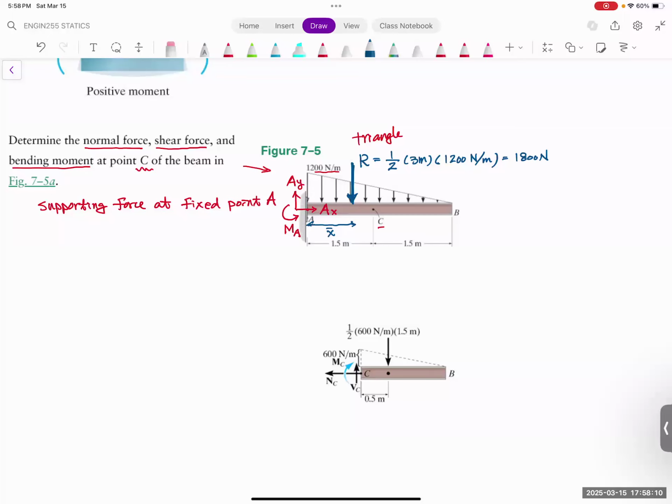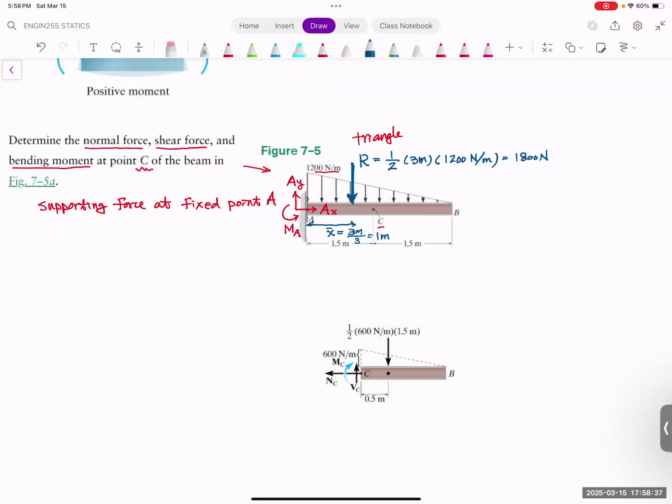The central point for the triangle is going to be 1/3 from the base. So 1/3 of the length at the bottom. It's going to be 3 meters divided by 3, which is going to be 1 meter. So it's 1 meter away from the point A.